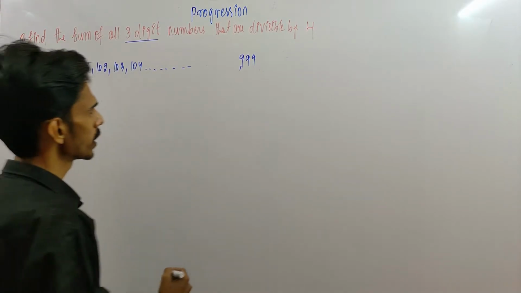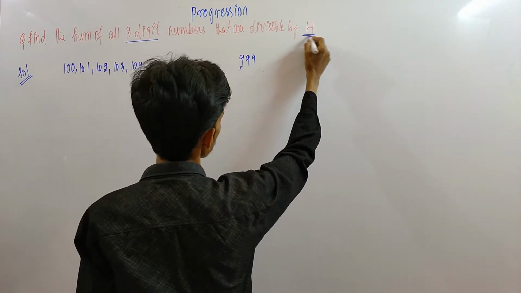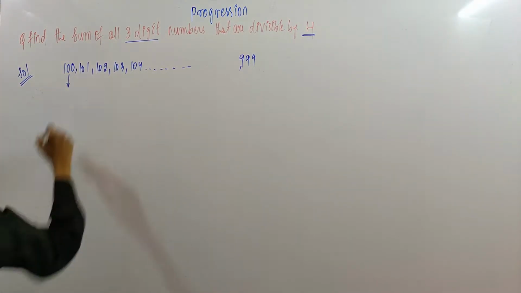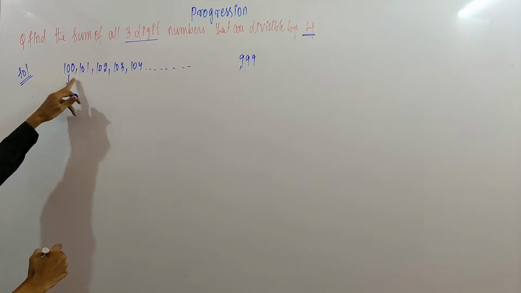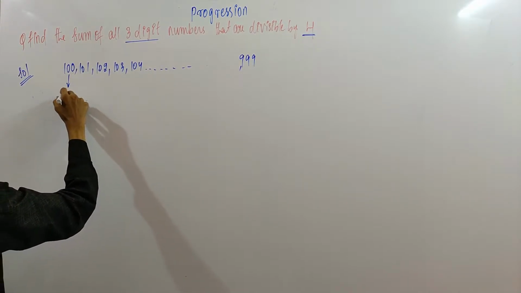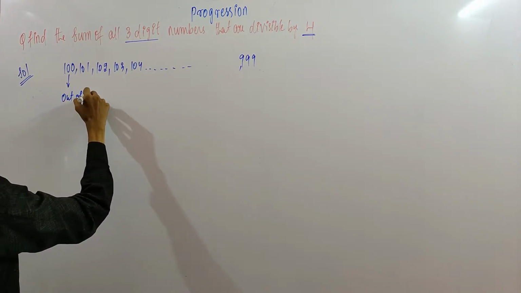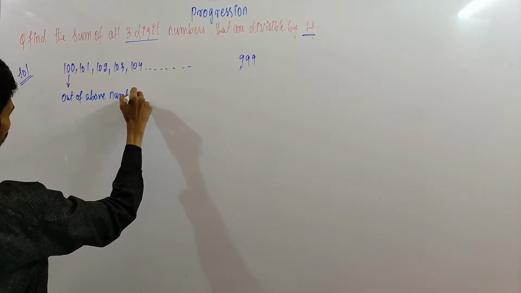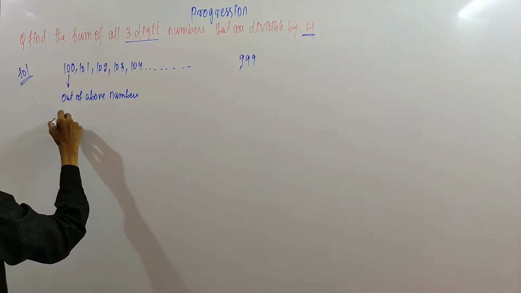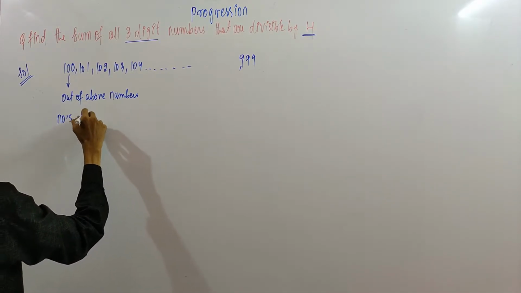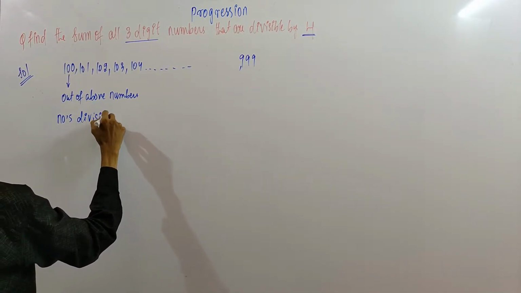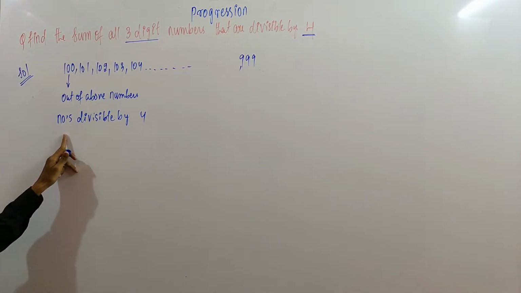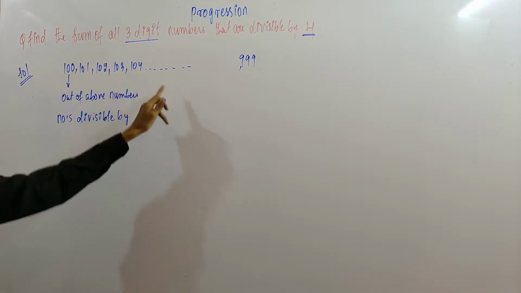Now out of these 3-digit numbers, we want numbers that are divisible by 4. So let us check the first number. We have 100. 100 is divisible by 4. So out of the above numbers, we want numbers divisible by 4.